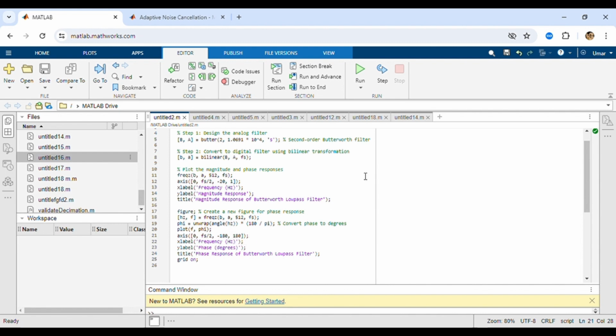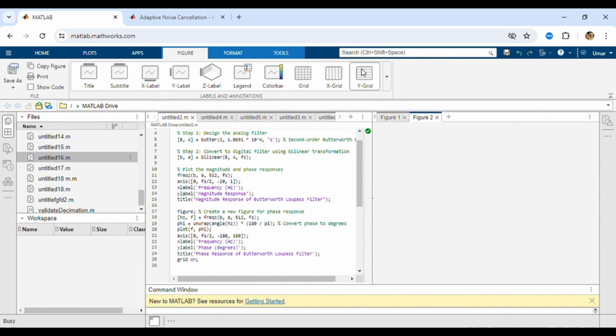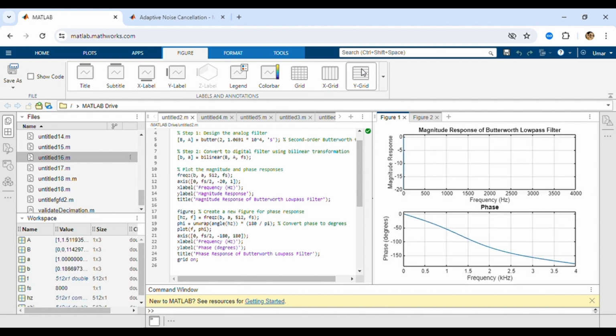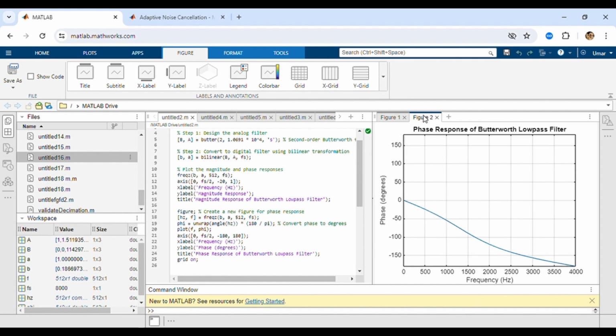So when we run this code, we have the output like this. This is the magnitude response of the Butterworth low pass filter, and this is the phase response of the filter. Here we can also see the phase response of the Butterworth filter. Now moving to the second task of this lab.